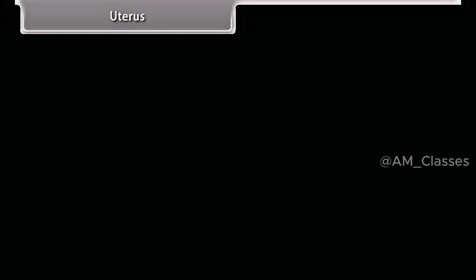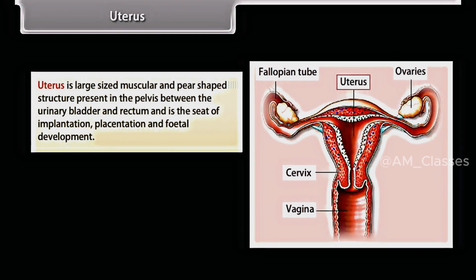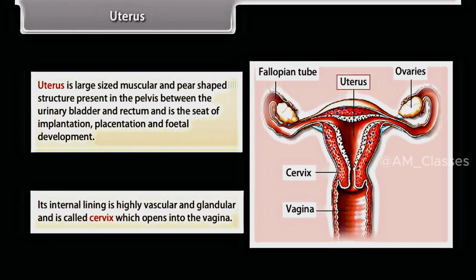Uterus. Uterus is a large-sized, muscular and pear-shaped structure present in the pelvis between the urinary bladder and rectum and is the seat of implantation, placentation and fetal development. Its lower part is called cervix, which opens into the vagina.